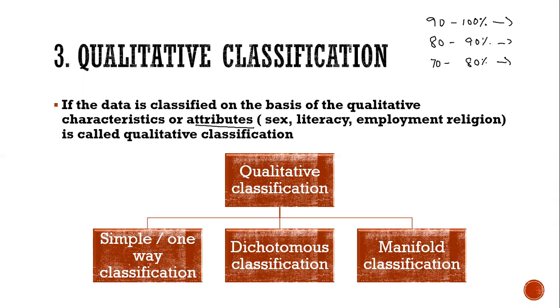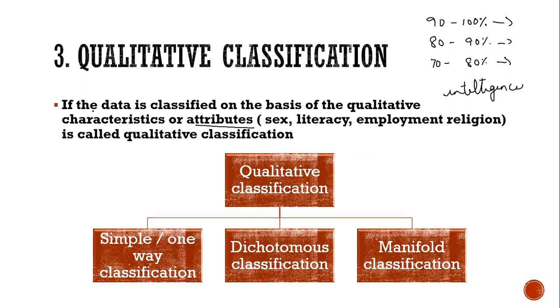So what is intelligence now? Intelligence is your quality. So I will divide based on your quality. Now what is the quality there? Intelligence. Based on the intelligence, that is the quality, I will classify the students into different groups. Okay, so that is qualitative classification.